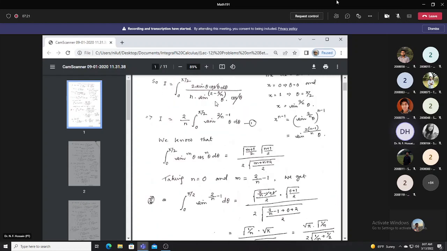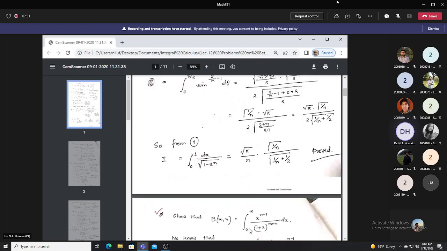And in the original integration I, there was a 2 by n outside, so 2 by n into this. The value of the integral will be 2 by n. These 2 and these 2 will cancel out, so you will have root over pi by n into this, gamma 1 over n divided by gamma of 1 by n plus half. So we have proved it.